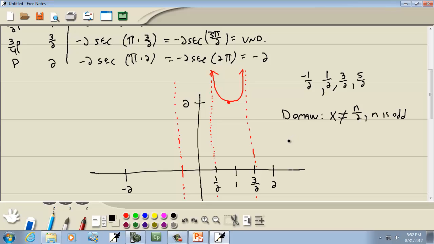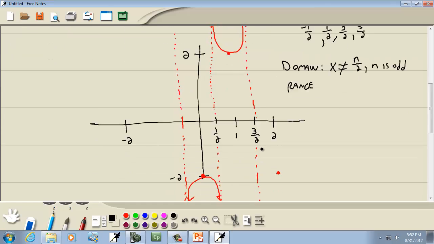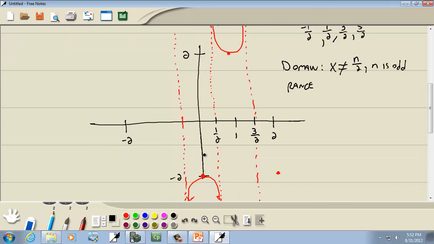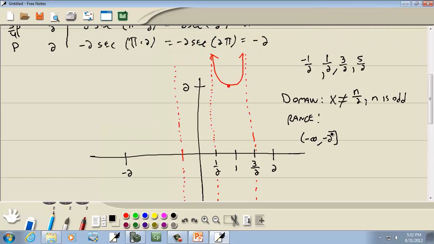Now our range. Well, it goes down forever here, then it comes up to -2. So part of our range is going to be from -infinity to -2. Bracket on -2 because it includes that point. And then we're also going to have one up here. It goes from +2 up. So this will be 2 to +infinity. And then union in between. And that would be our domain and range.